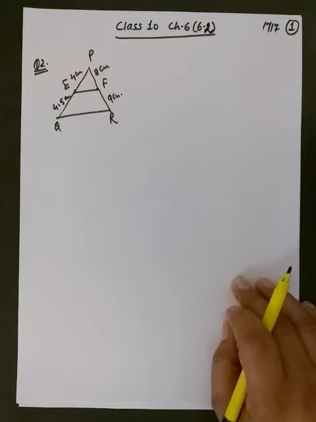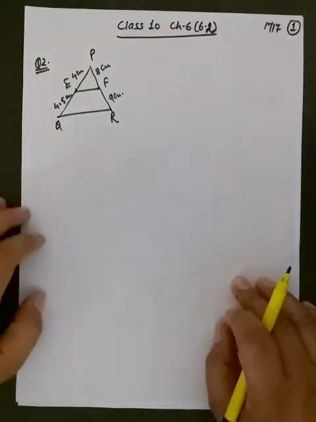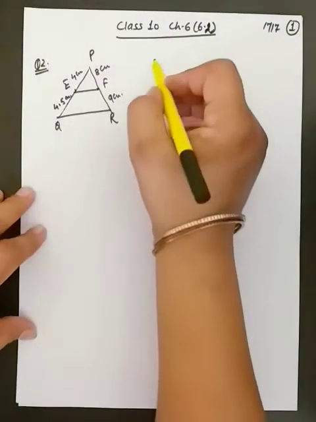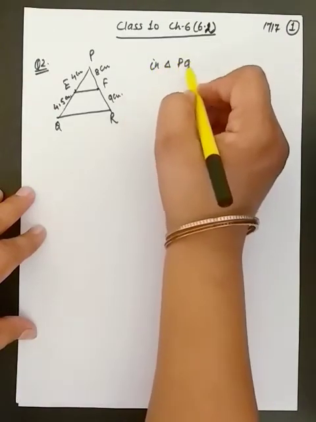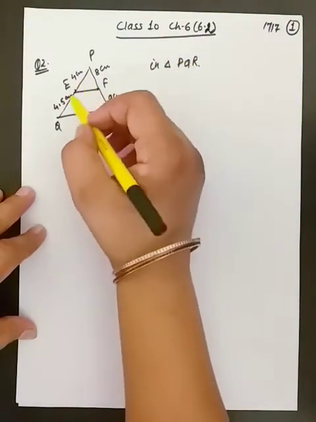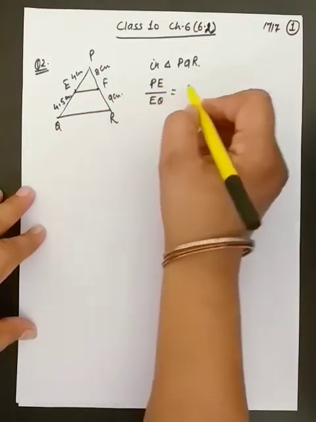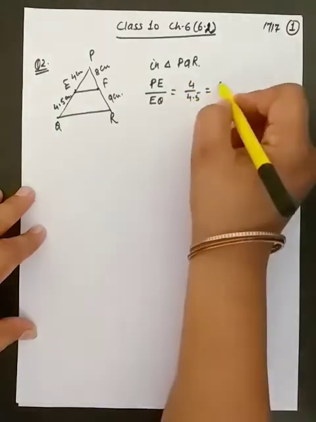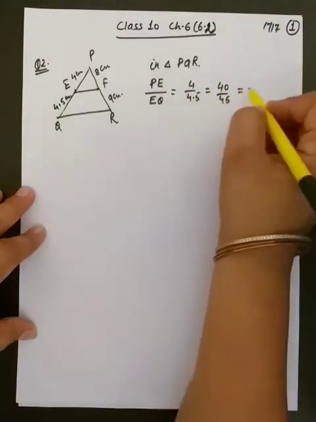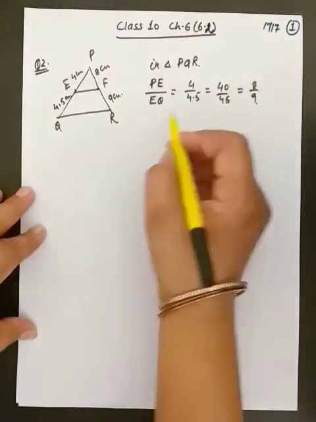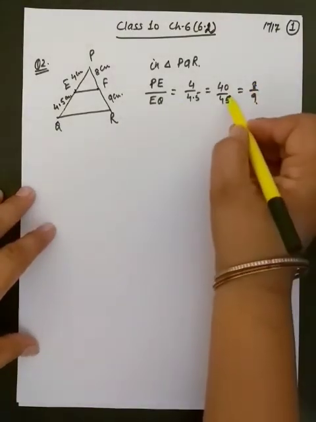Students, we know that if a line divides the two sides of a triangle in the same ratio, then that line is parallel to the third side of the triangle. Now we can find the ratio. So in triangle PQR, the first part of side PQ is PE. PE by EQ will be 4 by 4.5, or you can say 40 by 45. Do the calculations correctly and it will be 8 by 9.